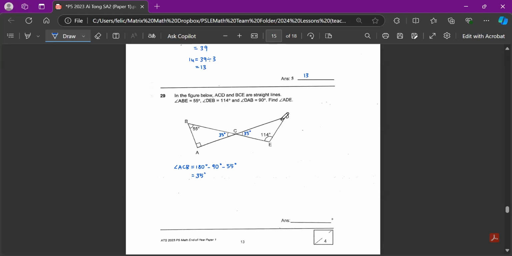So that's easy already. We can find the third angle here, angle ADE, which is here. So you work with this triangle now. Two corners are already there. So angle ADE, just take your 180 minus 114 minus 35. So this works out to be 31 degrees.